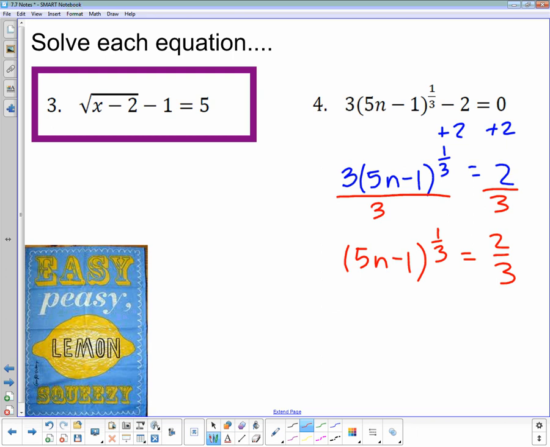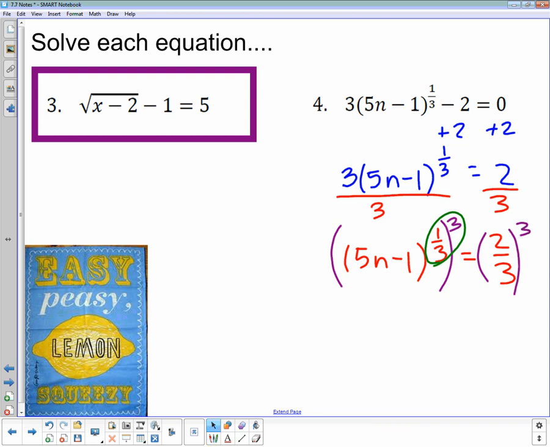Okay, now that 1/3 power, in order to get rid of that 1/3 power, I want it to be raised to the first. So to get that to be raised to the first power, I need to take the whole thing and cube it. Because we all know power of a power means I multiply those together. And if I multiply 3 and 1/3, I end up with 1. But again, if I cube the left side, I have to also cube the right side.